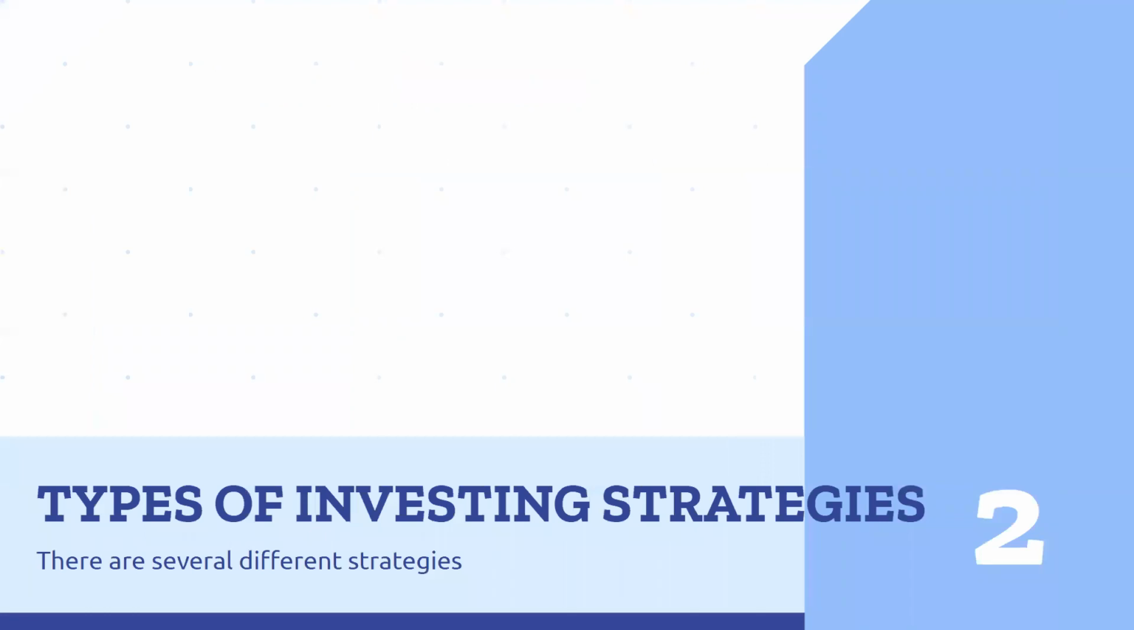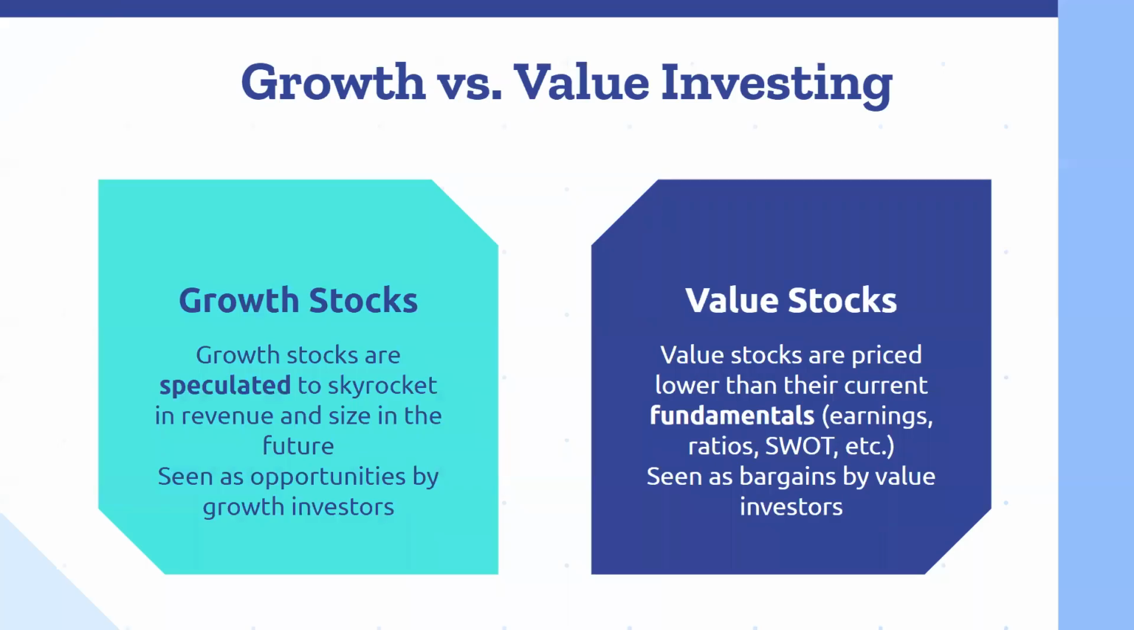All right, now that we had a bit of a recap of the past lessons, now we'll go over some different types of investing strategies. The first and most commonly mentioned investing strategies you'll hear overall are growth versus value investing. Growth stocks, or growth investing, are stocks that you invest in that are speculated to skyrocket in revenue and size in the future, or that you have done research on and fully expect to see massive growth in the future.